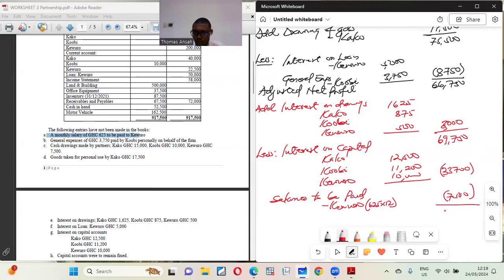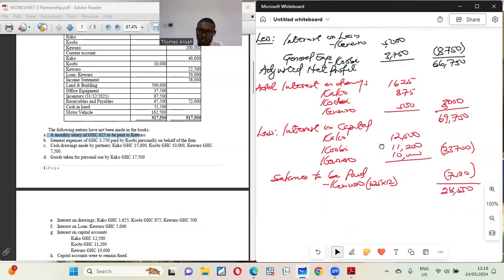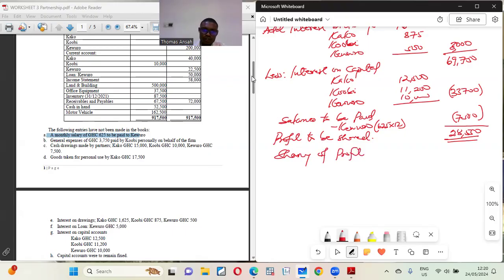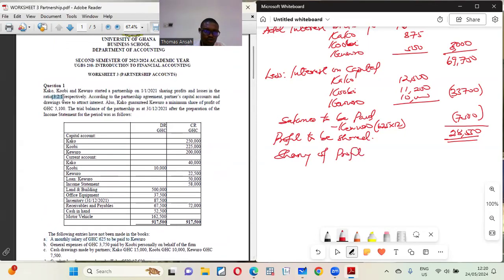And that gives me 28,550. We need to share. So this is our profit to share. All right, so profit available for sharing. So let's share. So we do sharing of profit. We were told that the profit and loss sharing ratio is what?